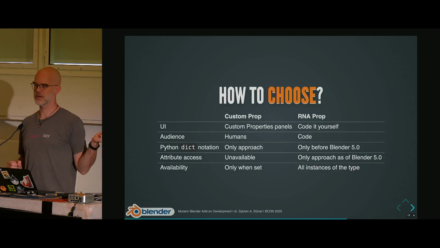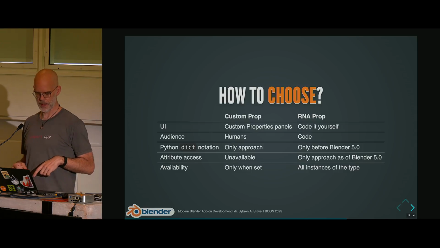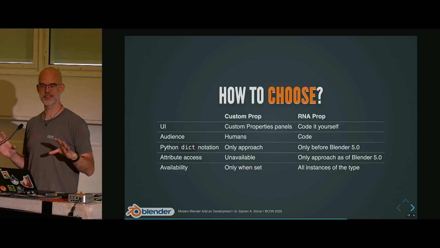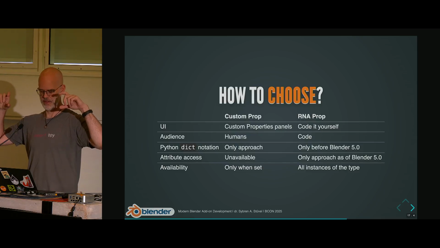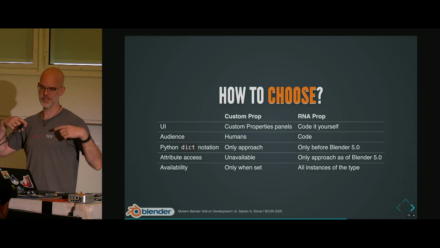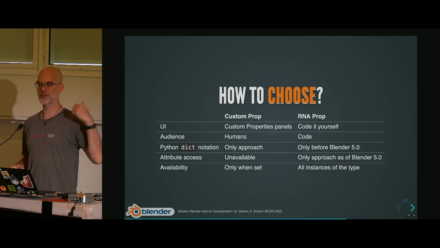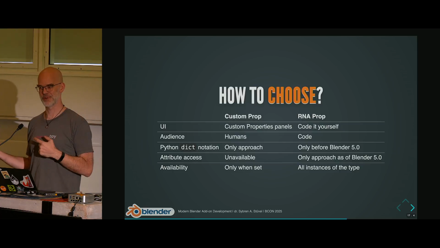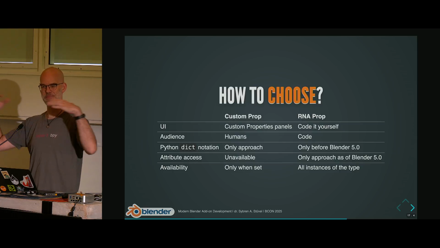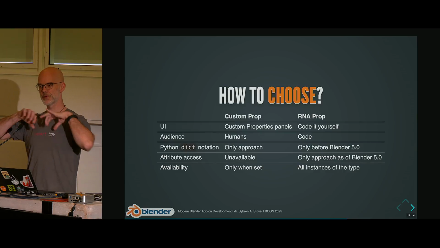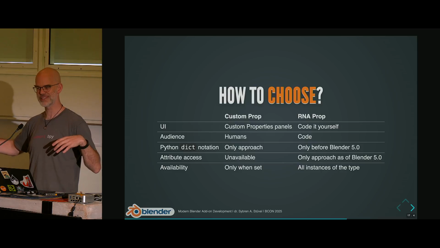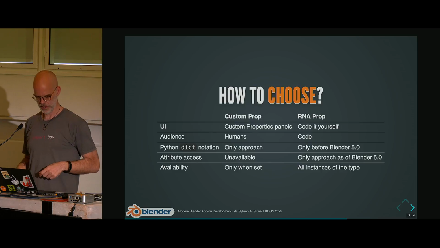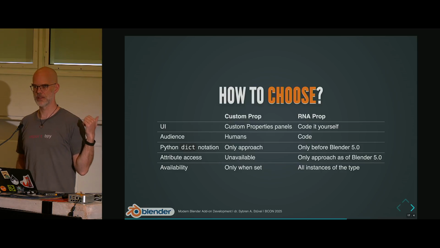The RNA properties are aiming at code. Python dictionary notation, and this is something I want to briefly mention. That's the square brackets with a string in there. For custom properties, it's the only approach. Before Blender 5.0, also for the RNA properties, this was possible to use because they were all heaped onto one big pile of custom properties. Blender 5.0 splits them out cleanly. So you either have the .myInventoryWeight or you have the bracket notation. The last one I think is the most important one.